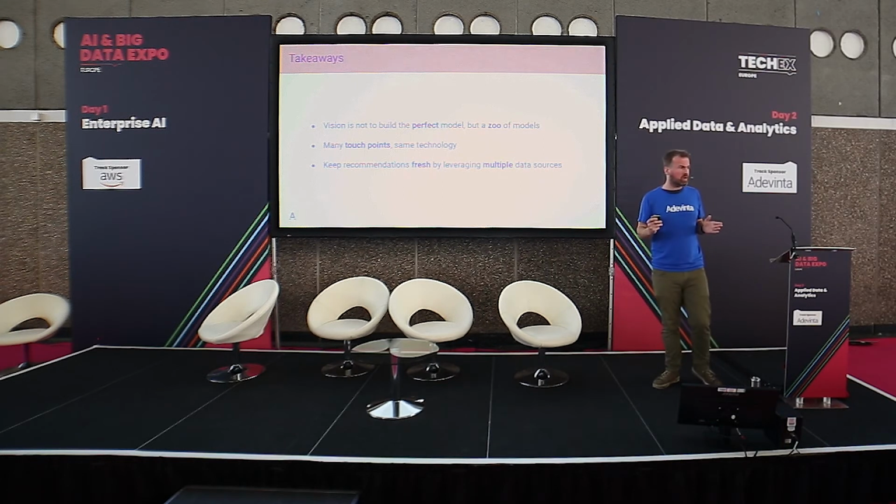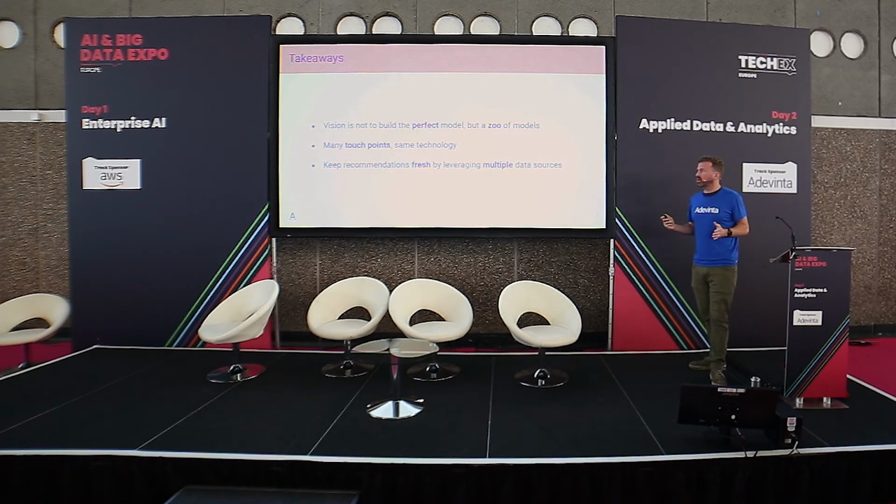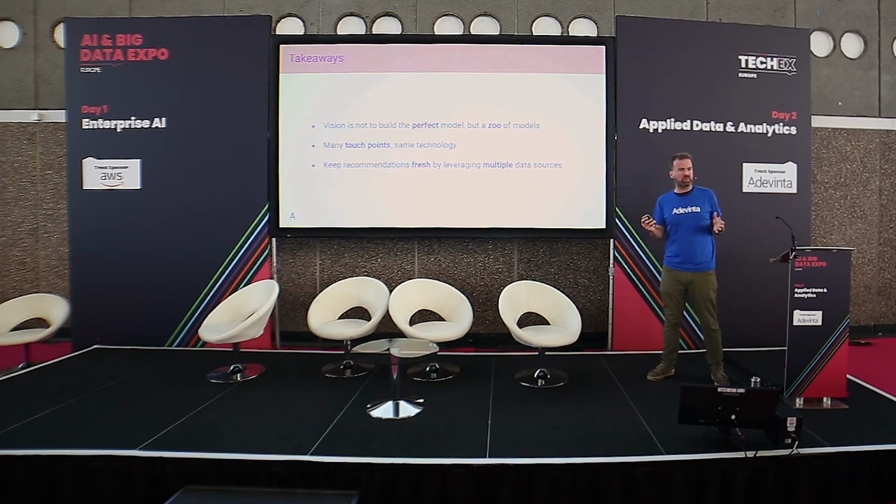So a few takeaways around personalization. Our vision is not to build the perfect model, but what I like to call a zoo of models, a collection of models that you learn how to apply in the best way, or rather you use machine learning to learn when to apply which model at which point in time. There are many touch points where you can apply this technology, but it's the same technology every time. That's just broadening the impact that you can have with the technology that you already built. And finally, keeping recommendations fresh by leveraging multiple data sources is important to be successful here.